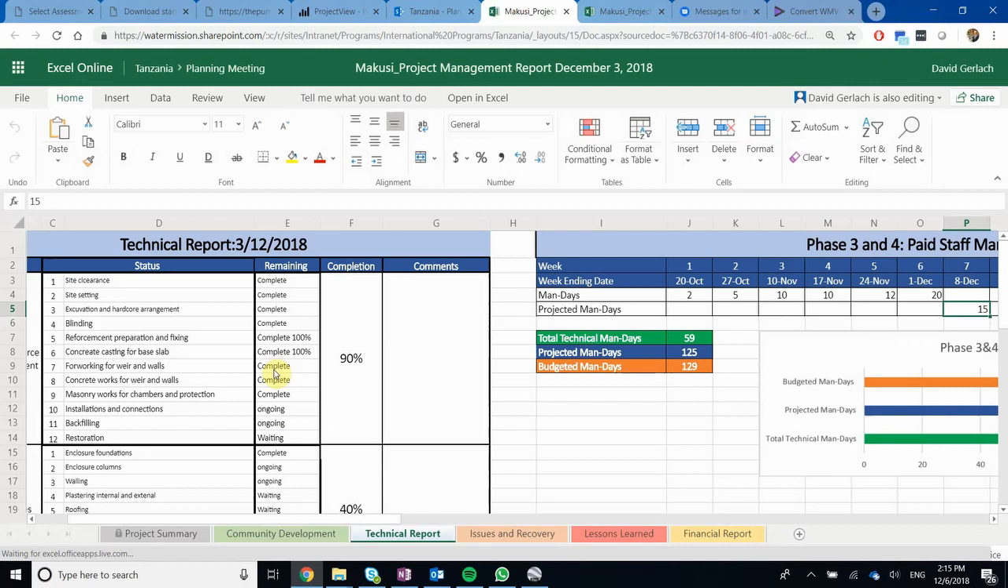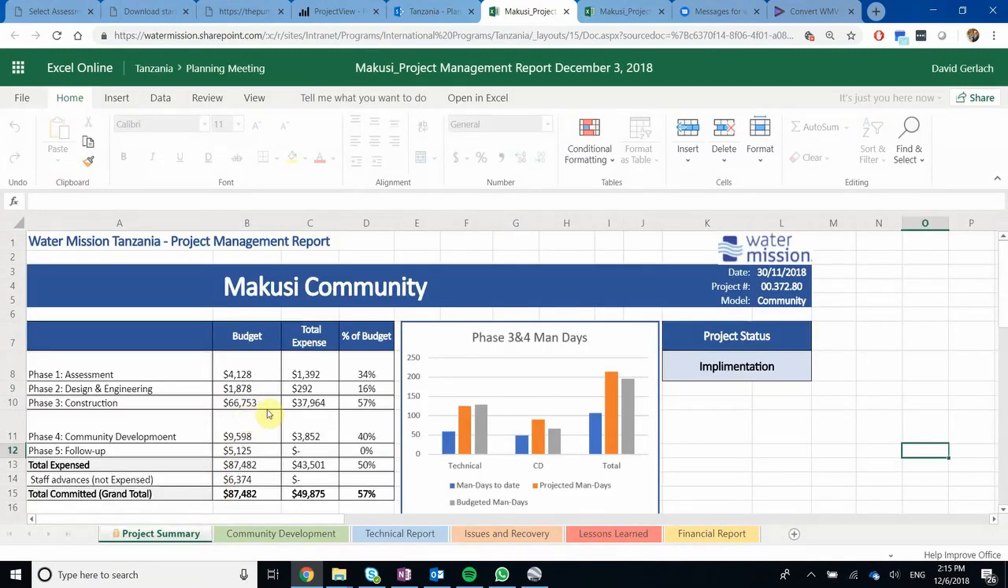If I look in here, you can see that there's a lot of different tabs along the bottom. This helps us take a look at our community development, our technical, and our financial reporting, as well as helps us capture all of our issues and how we're going to recover from them, and then as we go along, our lessons learned. So we'll start here with our project summary.